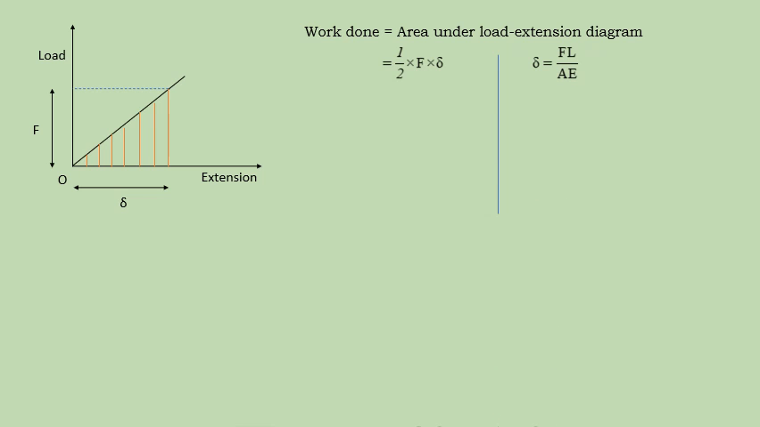So we know the extension delta can be written as FL by AE or PL by AE. So in place of delta, so I'm going to substitute FL by AE, and whereas this F can be written as sigma into A, because we know stress is equals to force by area. So therefore force can be written as stress into area. Now, so in this equation, so F by A can be written as sigma. This F by A can be written as sigma, and retain this L by E as it is.